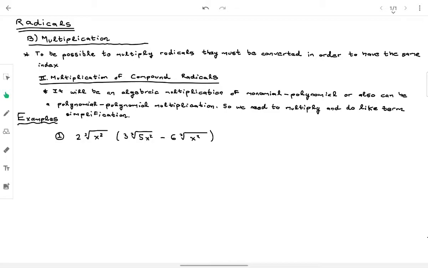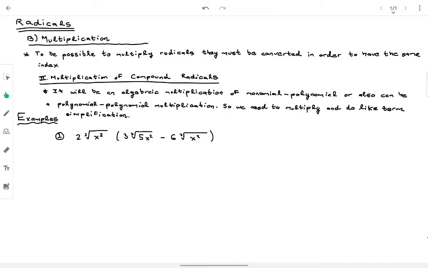In this case, it will be like having an algebraic multiplication, maybe sometimes of a monomial by a polynomial, or it can also be a polynomial multiplying a polynomial. So the idea of today is the same as when we have a monomial that multiplies a polynomial. The monomial will multiply all the terms in the polynomial. If we have a polynomial times a polynomial, it will be all the possible combinations of the multiplications.